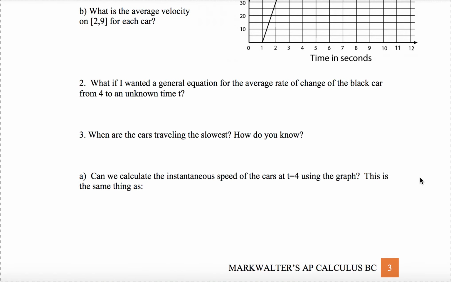So if we're talking about a specific moment and we want a specific speed at a specific time, that is what we call the instantaneous rate of change. So can we calculate the instantaneous speed of the cars at t equals 4 using the graph? The answer here is no. Just using the graph, we can't just measure what is the speed of the car at t equals 4. No, we can't use just the graph.